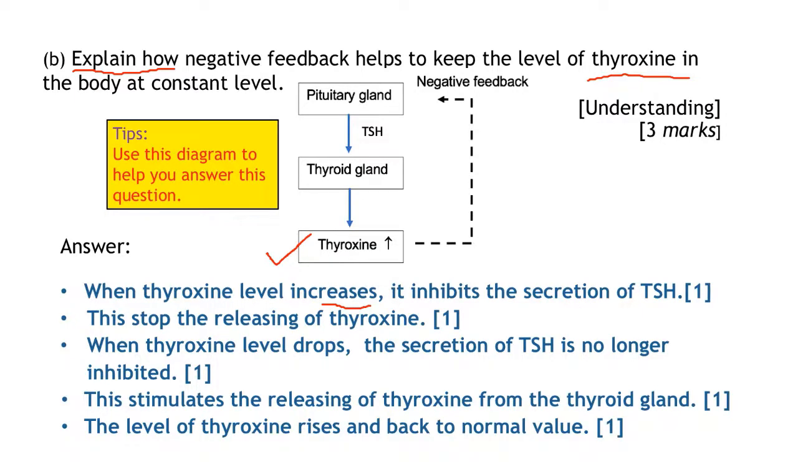When the tyrosine level drops, the secretion of TSH is no longer inhibited. This stimulates the releasing of tyrosine from the thyroid gland, and the level of tyrosine rises and back to normal value. So this is how the negative feedback mechanism is carried out to regulate the tyrosine at constant level.